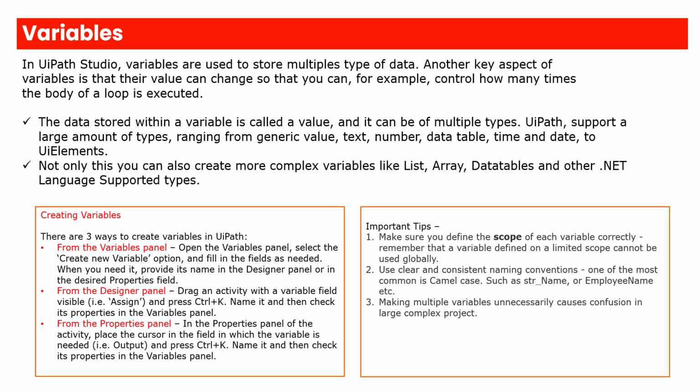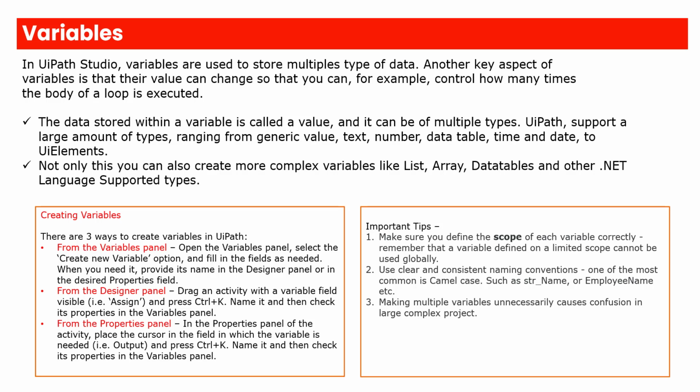A variable can be created in three ways. One, using the Variables panel, which is at the bottom of UiPath Studio. Then from the Designer panel, and then from the Properties panel. You need to remember a shortcut key, Ctrl+K, which will be used most of the time to create a variable.